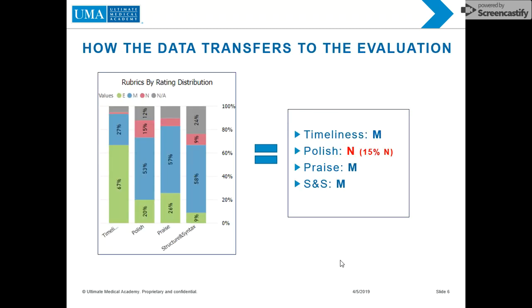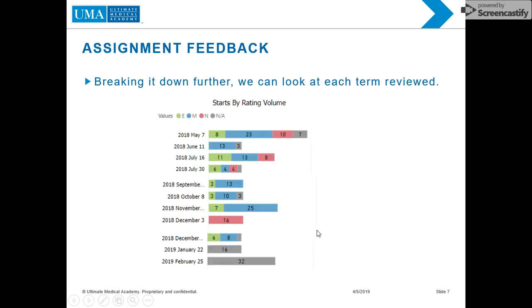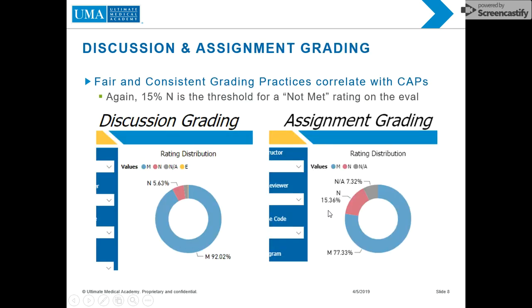If we look at how the assignment feedback data transfers to the evaluation, we can see here it's the same 15% threshold. So we can see right away polish is the only one over 15% N. So the rating for polish would be a not meets in the evaluation, but all of the rest of them would be a meets. Breaking it down even further here, again for the assignment feedback, you can see which terms were reviewed, how many students were reviewed during the terms, and then what ratings were received for each of those students.